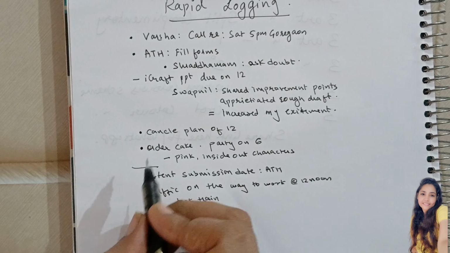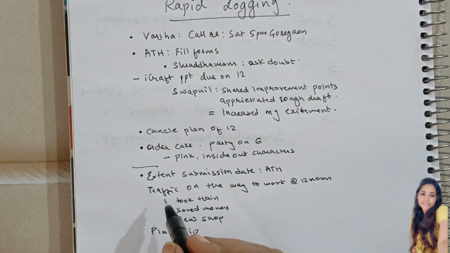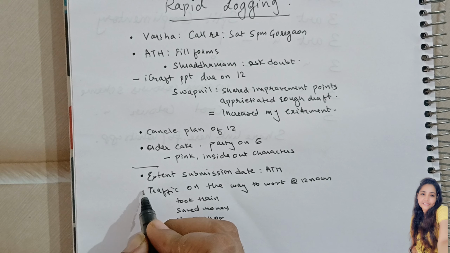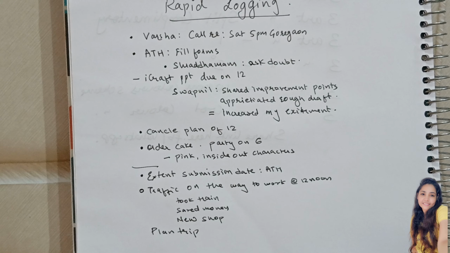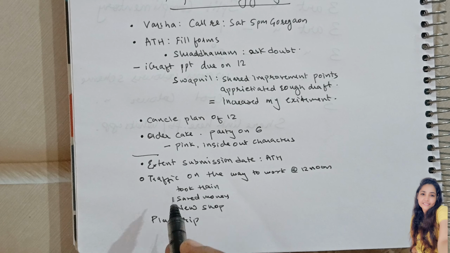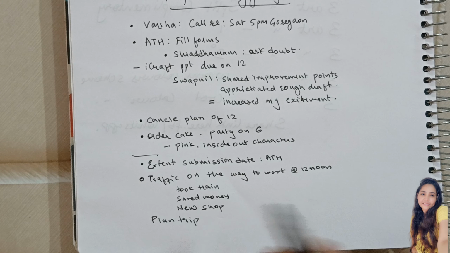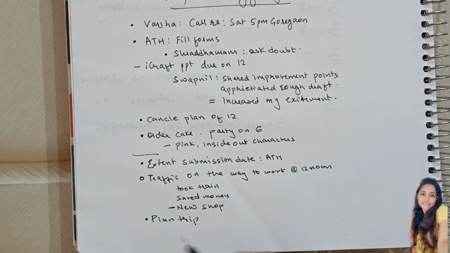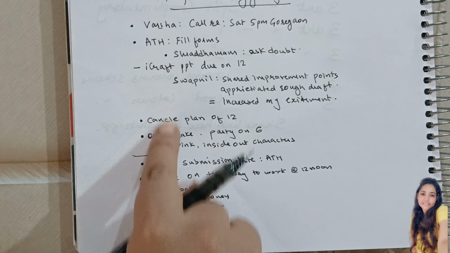Alright. I have to extend the submission date. Again note. So again, what was this? There was traffic on the way to work. I took a train, so this is just like a note. Correct? Or maybe this is like an experience. That there was traffic on the way to work today, and I took a train, and this is nothing. I don't have to tick it, it's done. But it is an experience. Alright. What I have to do in this is, I have to remember that I have to try this new shop. That's a note. And I have to plan a trip. Alright. So this is how the bullet goes.